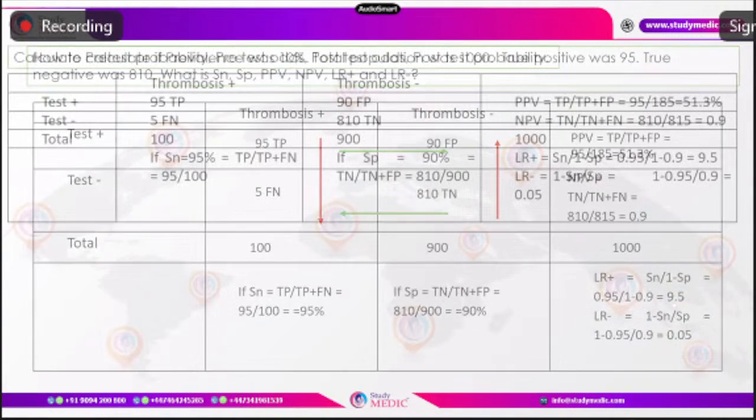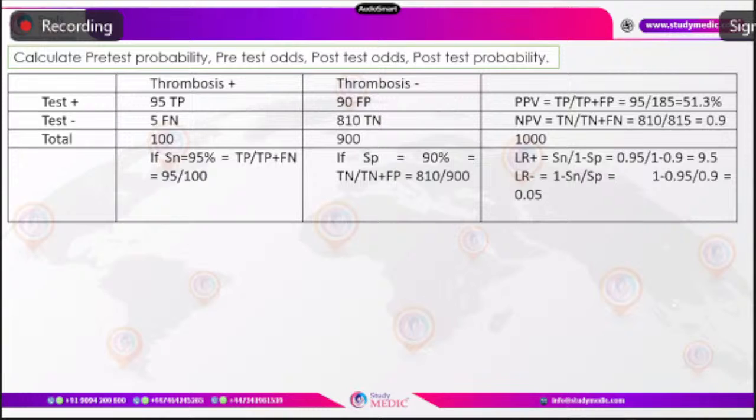Now we will see how to calculate pre-test probability, pre-test odds, post-test odds, and post-test probability. Same problem we have taken here. We have already calculated the sensitivity, specificity, positive and negative predictive value. Now, what is pre-test probability? We have to remember here that pre-test probability is nothing but prevalence. What is the prevalence here? 100 out of 1000 have the thrombosis. So prevalence is 10%, and pre-test probability is equal to 10%.